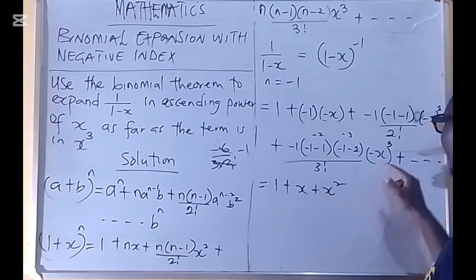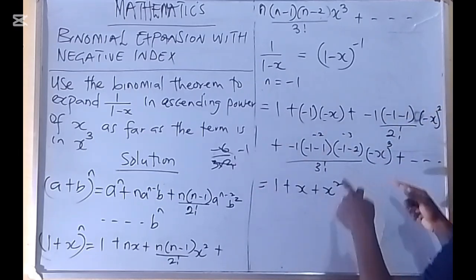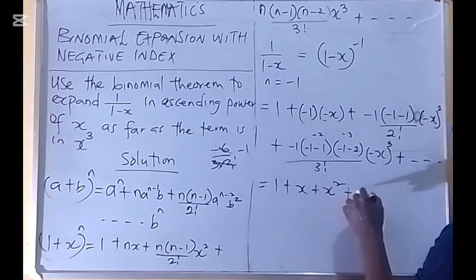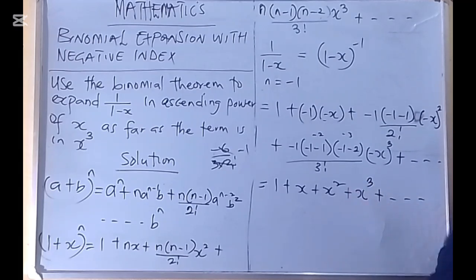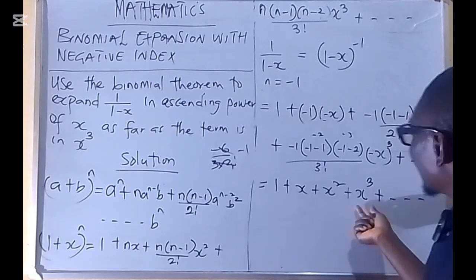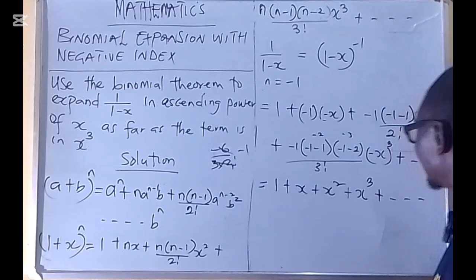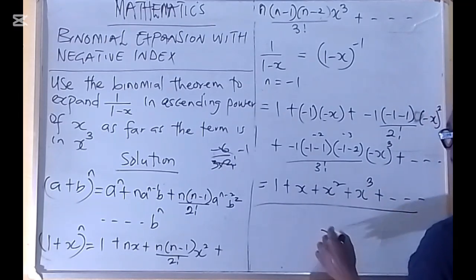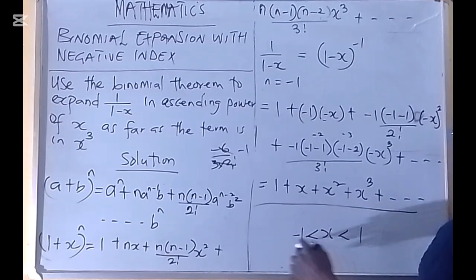So we now have plus, because if I multiply 1 times the whole of this, this minus becomes plus. So we now have plus x raised to the power 3, plus dot dot dot. Since we are stopping at x raised to the power 3, they say as far as the term in x raised to the power 3. So this is our final answer, provided that our x is greater than minus 1 and less than 1.